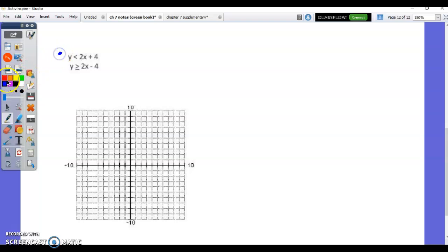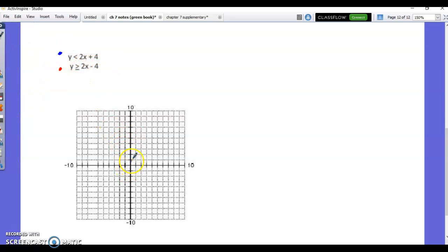I'm going to do this one in blue, this one in red. So we got blue here. We go up to 4. 1, 2, 3, 4. That's my starting point. My slope is 2, so I can go up 2 over 1. It is a dotted line because no line underneath. So I'm putting my dotted line.